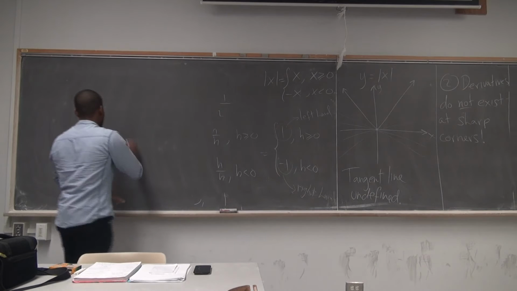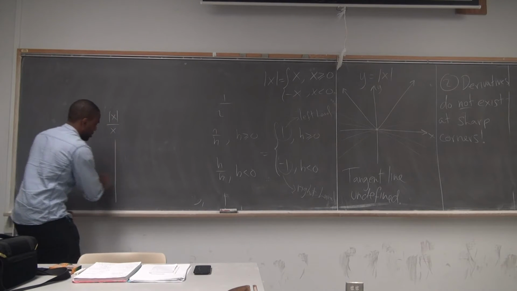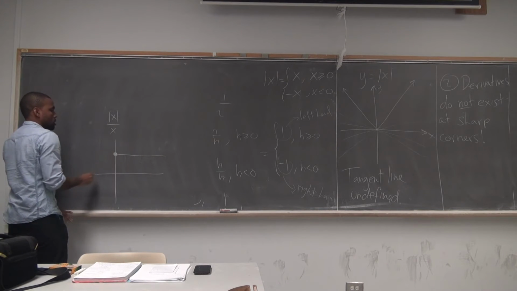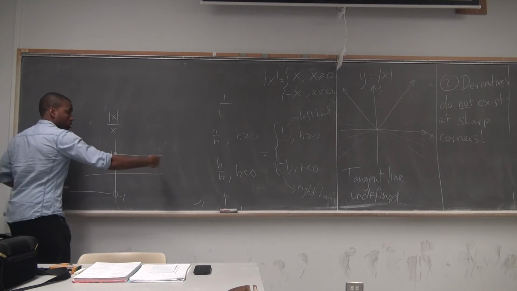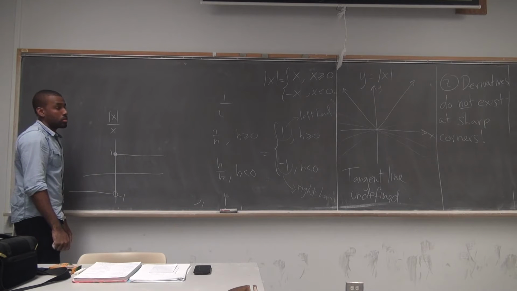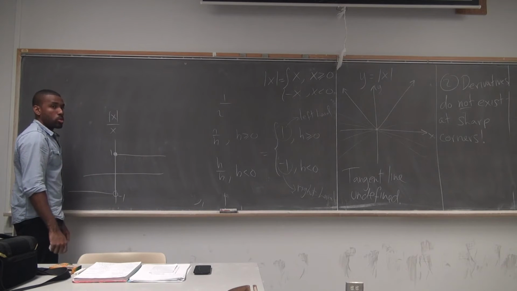If I were to draw the graph of absolute value x over x, from the right side it will come to 1, and from the left side it will be at -1. So the left and right hand limits don't match up. Does it apply for every absolute value function? Yeah, every one that has a sharp corner, yes.